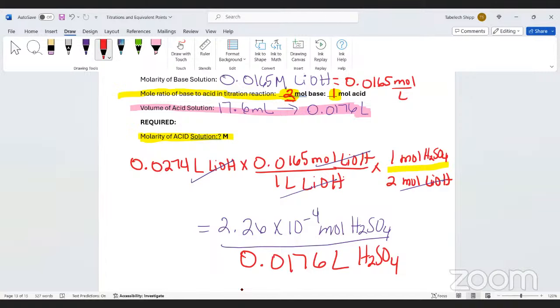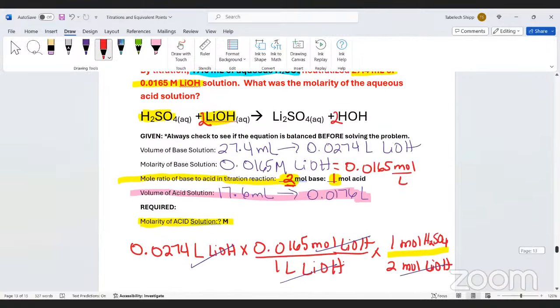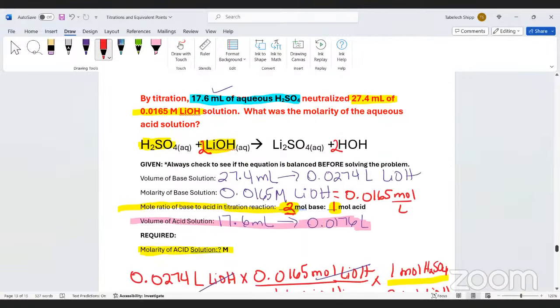No, Aaron, we don't divide by the total because, and here's why. This problem did not say that we added additional acid. It says by titration, 17.6 milliliters of aqueous solution neutralize this amount. Now, if I would have said I added more sulfuric acid, then that's a different story. And I think I did a problem like that earlier this week.